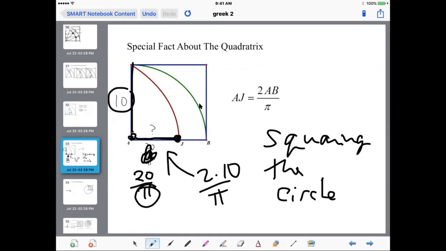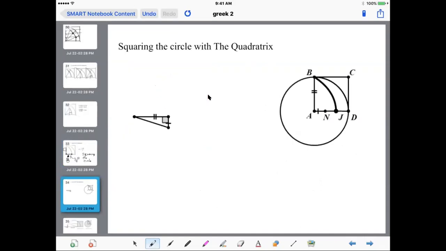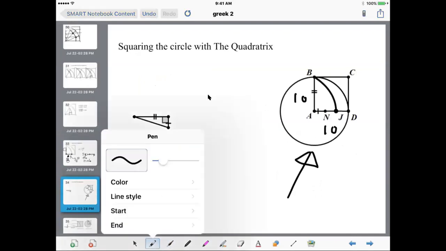Now, what good is this, having it? Let me show you how, once you have the quadratrix, you can take this length. Okay, here's what you do. Here's a picture of a circle with radius 10. And you see I have that quadratrix drawn in, this red.